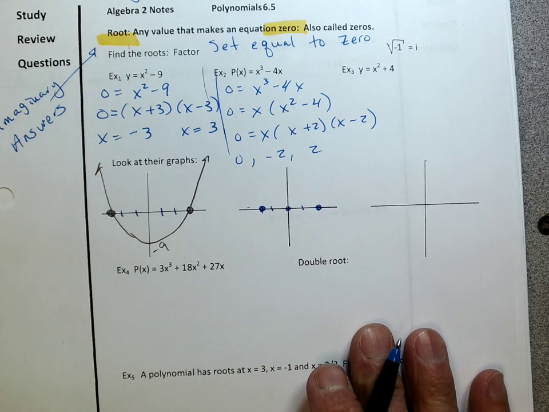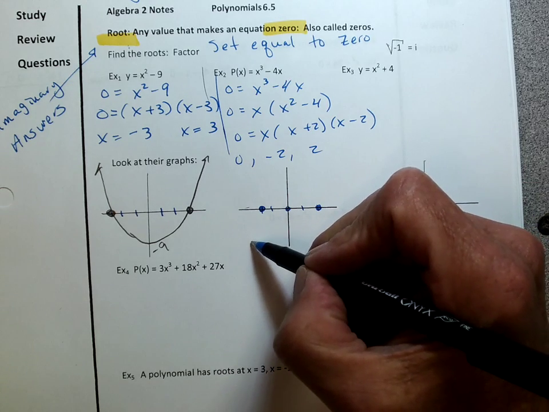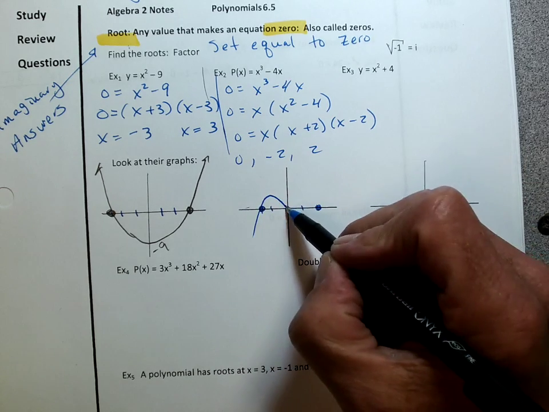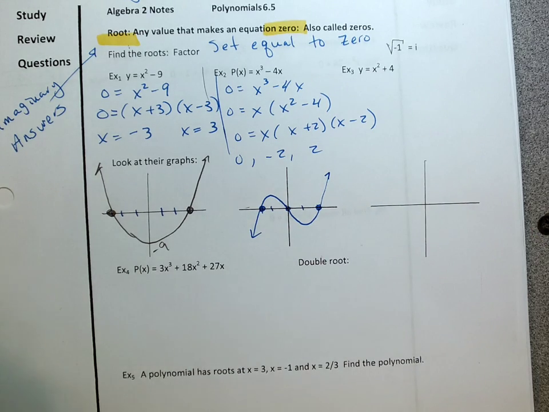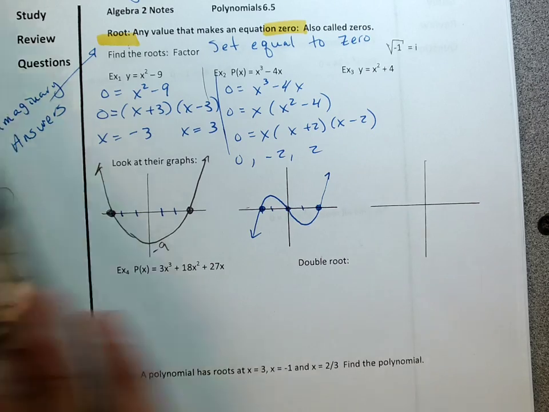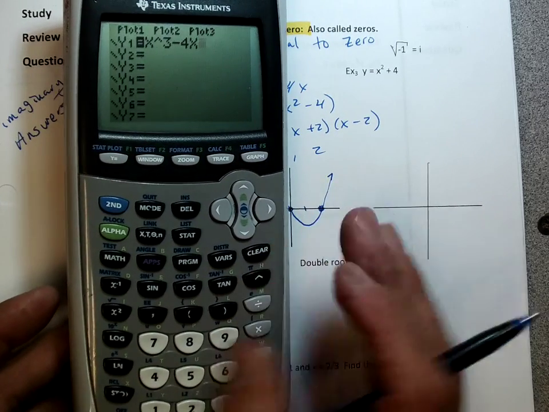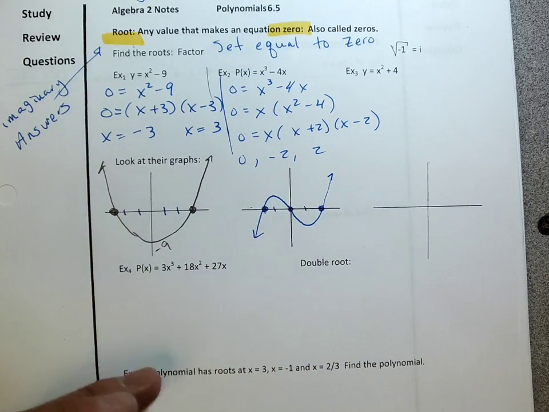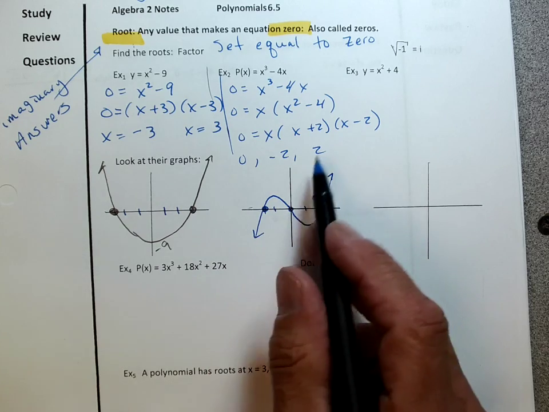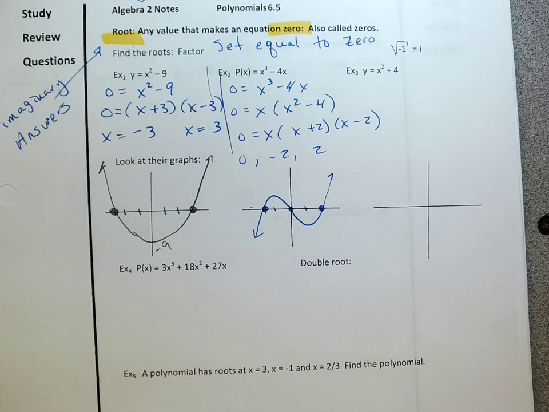What does the graph look like? The graph, if I put it in my calculator, does look something like this. And you can put it in your calculator. I'll put it in my calculator and I'll show you. If I put the original x cubed minus 4x into the calculator, okay, there it is. And if I push graph, it looks like that, doesn't it? And it crosses at 0, negative 2, and 2. We know that from the factoring, right?